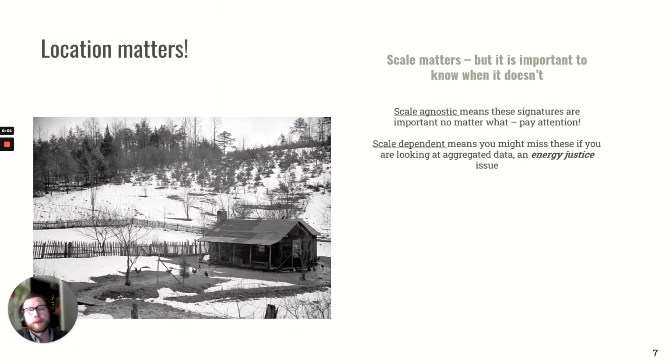To recap, location matters, or more specifically, scale matters, but it is important to know when it doesn't. Scale agnostic means these signatures are important no matter what. You have to pay attention to them. Scale dependency means you might miss these if you're looking at aggregated data or you only have data for one specific scale. This is an energy justice issue. You might miss different types of energy poverty signatures.